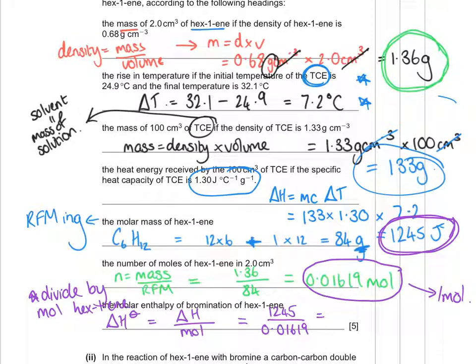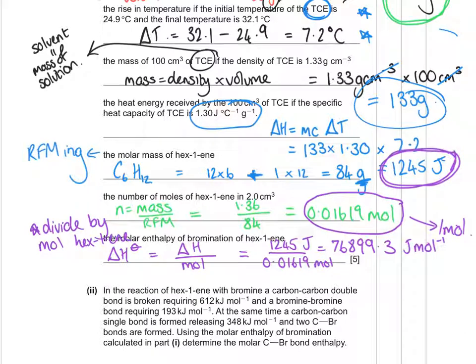And that works out as 76,899.3. Think about your units. 1245 was in joules. This was in moles. So we've worked out our value in joules per mole. It's a very large value. So you're probably better converting it into kilojoules. How we do that is just divide by 1,000.